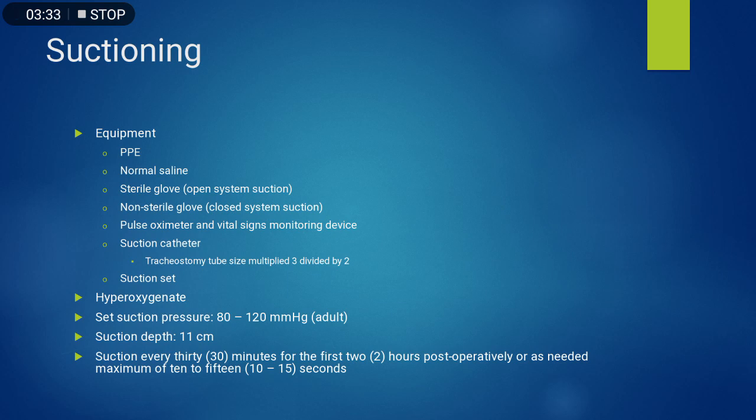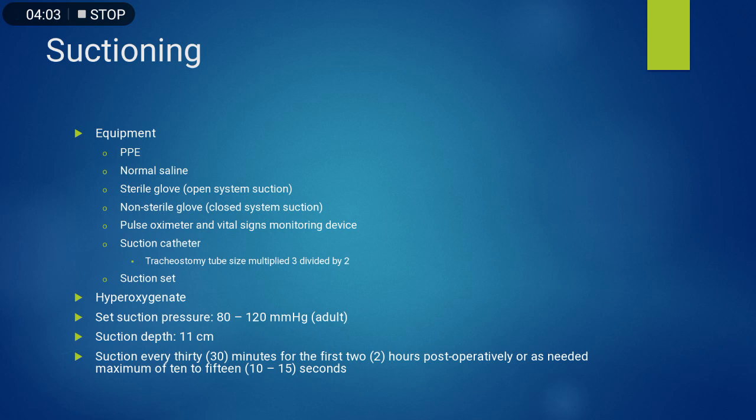Suctioning. We need to prepare equipment: PPE, normal saline, sterile gloves for the open system suction, and non-sterile gloves for the closed system suction. Now, what is the closed system suction? The one that we use in ICU. So we will not use sterile gloves because it's sterile. Then pulse oximeter and vital signs monitoring device, suction catheter.